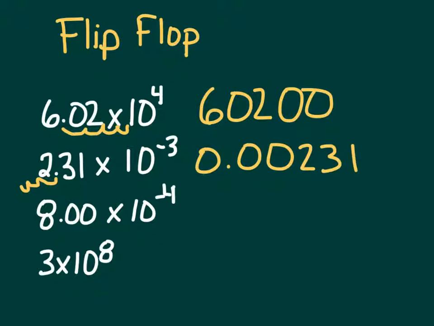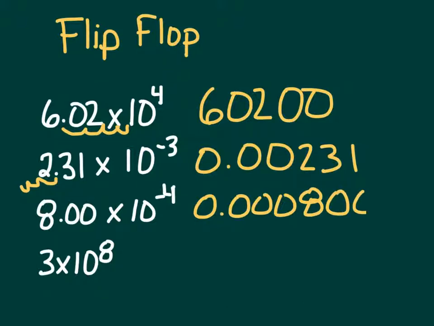And then same thing with this one. We need to move it back to the left 4 places, and so we get 0 point, and then 3 zeros and the 8, because, and I'll prove that to you. Oh, those zeros are important though too. I'll prove that to you right now. Look at how far we moved it. 1, 2, 3, 4 places there. Don't get caught up thinking that means 4 zeros that you put in there.